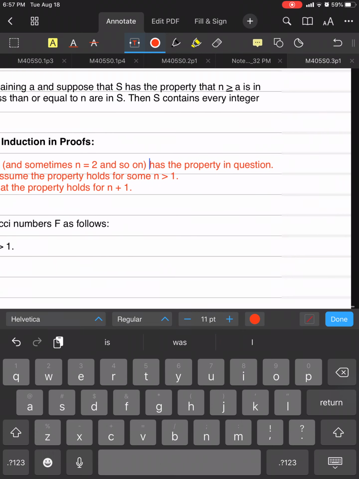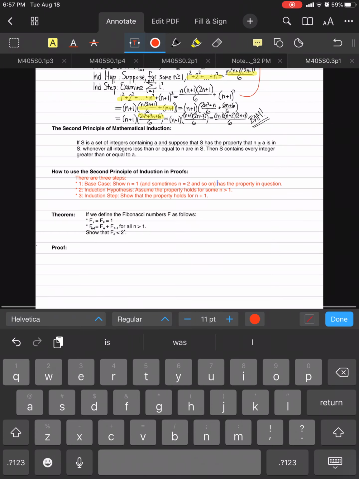So you have to show that n equals 1 has the property in question. And here I'm saying, and sometimes n equals 2, and so on. We'll see that in our example below. And the reason sometimes you need that is if you are using the fact that early values hold this property in the later part of your proof. And so we'll see exactly how that works here.